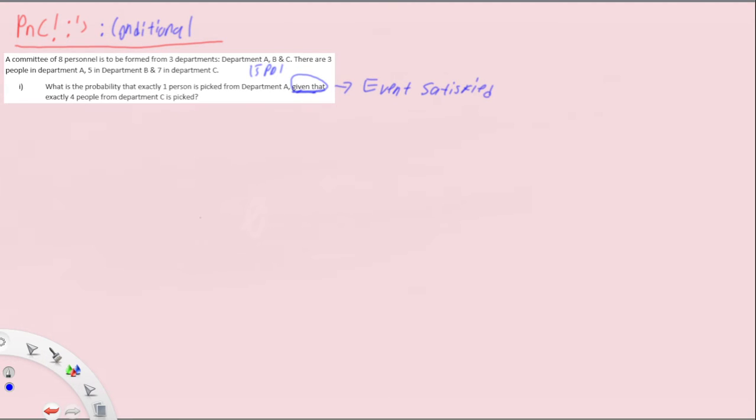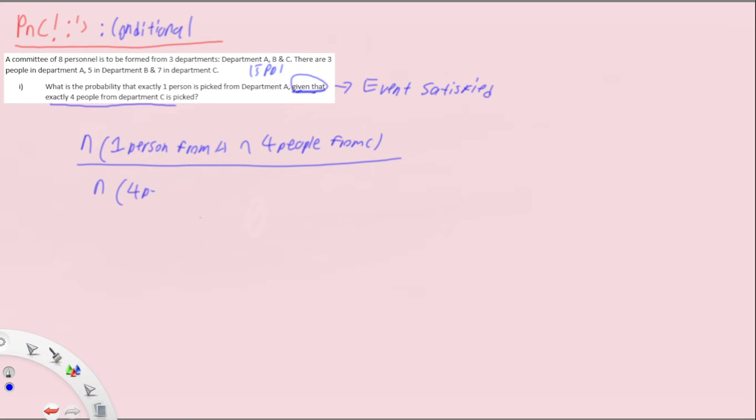So with this we know that we have to apply conditional probability, and the condition is that 4 from department C is picked. So what are we going to do? Remember the formula. We have n(one person from A intersecting 4 people from C) over, now because the condition is that 4 people from C are being picked, we're going to find the number of cases where 4 people are from C.